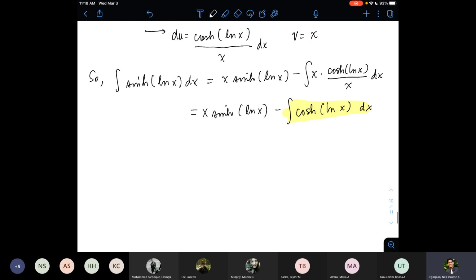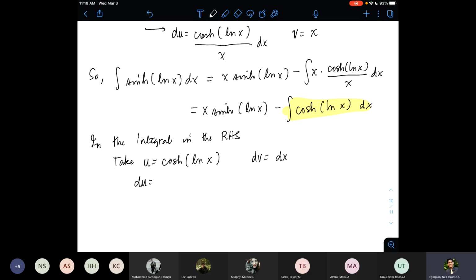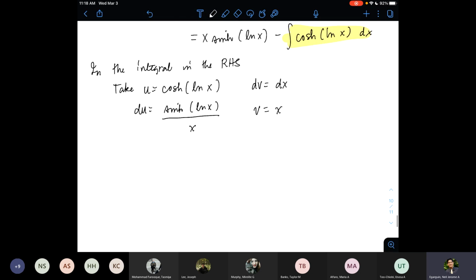So what I'm trying to say is, in the integral on the right-hand side, I will take u to be equal to hyperbolic cosine of ln x, and dv would be dx. Again, du will be hyperbolic sine of ln x over x, and then v will be x, right?